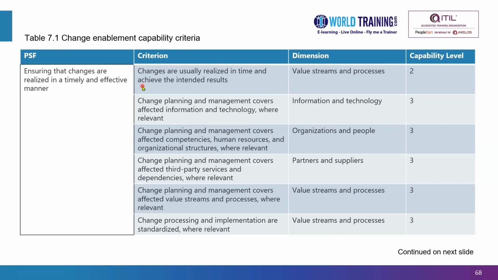So let's quickly go through the criteria for the first PSF, wherein to ensure that the changes are realized in a timely and effective manner. And the criteria here are that the changes need to be realized in time and achieve the intended results. The change planning and management covers affected information and technology where relevant. And also it covers affected competencies, human resources, and organization structures where relevant. It covers affected third-party services and dependencies where relevant. It covers affected value streams and processes where relevant. And the change processing and implementation are standardized where relevant.